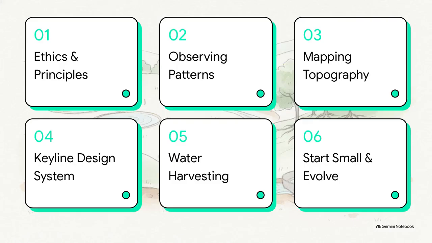Here is our roadmap for the explainer today. We'll start with ethics and principles, move on to observing patterns, mapping topography, the keyline design system, water harvesting structures, and finally, how to start small and evolve. This journey is going to bridge our previous discussions on valleys and ridges directly into actionable, step-by-step landscape interventions.